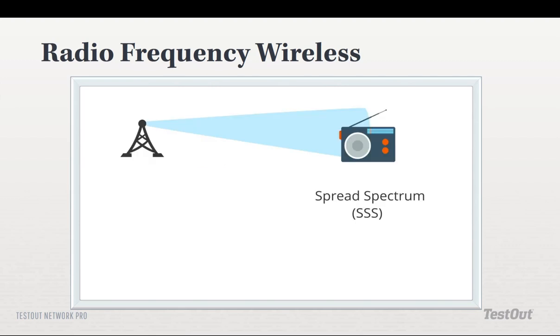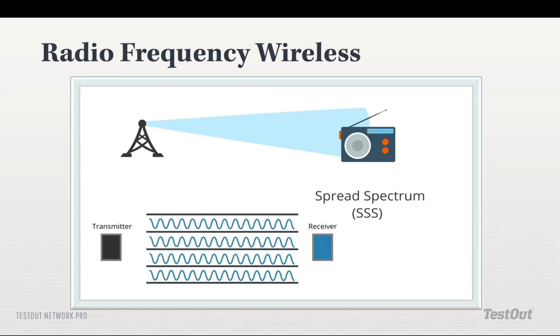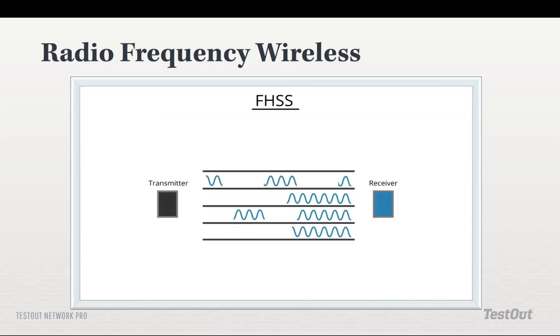Then you have spread spectrum, SSS, and we'll see how that works in the next slide over here. Using spread spectrum, the radio transmitter on a computer is really going to vary the frequency it uses to transmit. In other words, it's just spread across a wide band of frequencies. What that will allow you to do is spread it over multiple channels, which of course is going to increase the throughput.